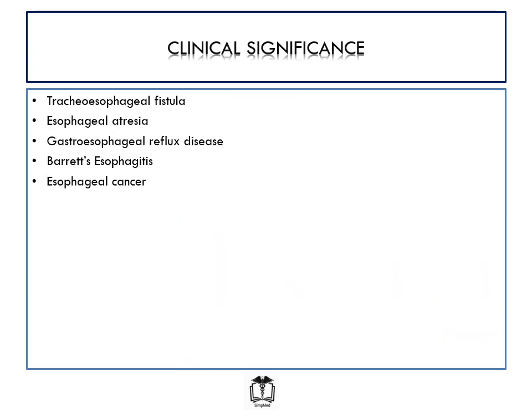So let's talk about some important clinical significances. First, the congenital anomaly we know as the esophageal fistula and esophageal atresia. I'll show you pictures of how this looks. This is when there's an abnormality in the development of the esophagus. We'll talk about that in a separate slide.